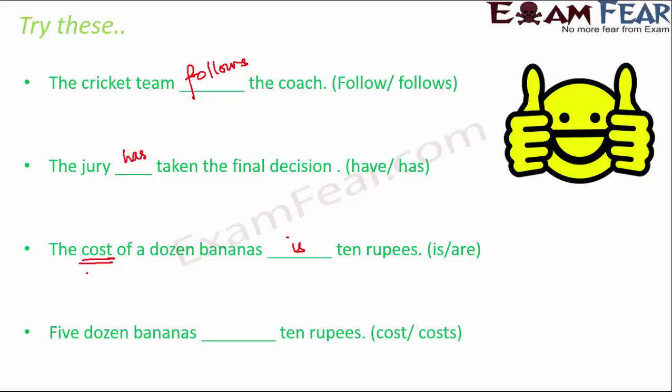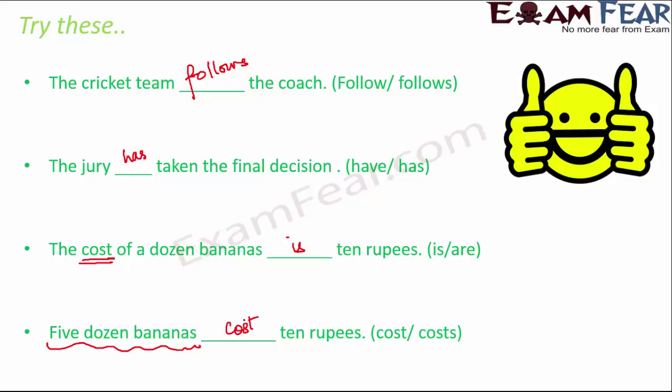5 dozen bananas dash 10 rupees. So here we are directly talking about 5 dozen bananas, which is a plural subject, and therefore we will have a plural verb, that is cost. 5 dozen bananas cost 10 rupees. Right? So it is very, very important that before you decide what will be the form of the verb, you understand which is the subject with which the verb has to agree. So that is very important, because you will come across a lot of complicated sentences where you have multiple subjects. So you have to decide which subject the verb will follow.